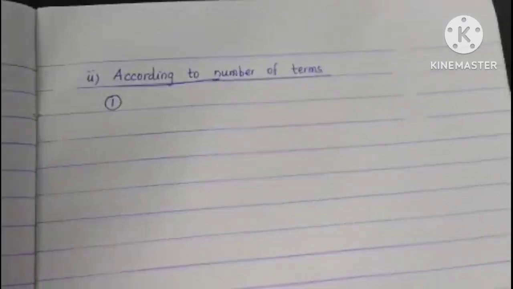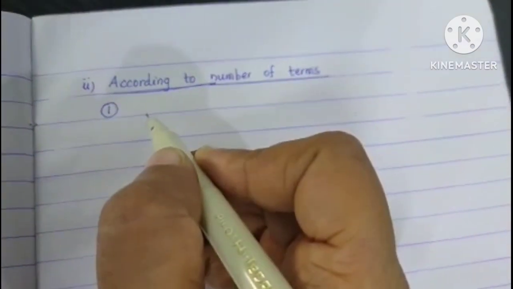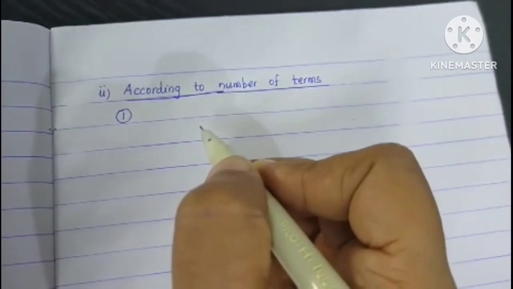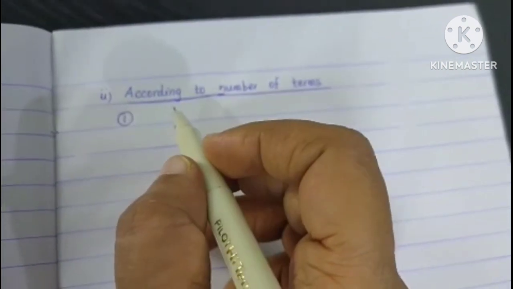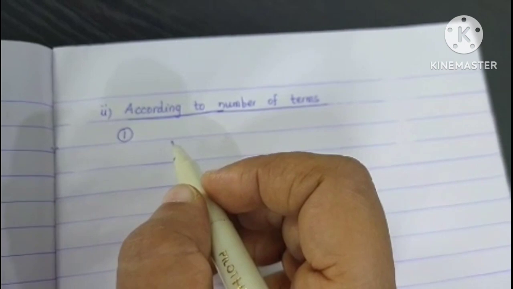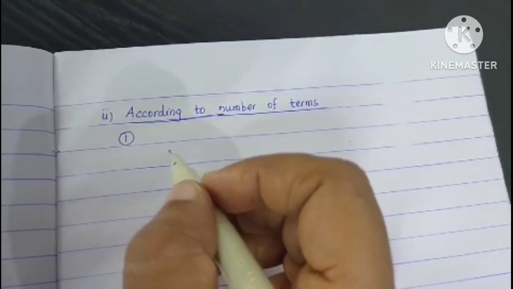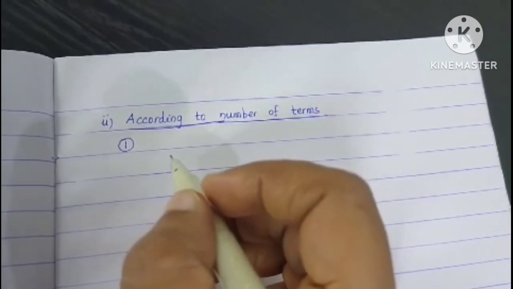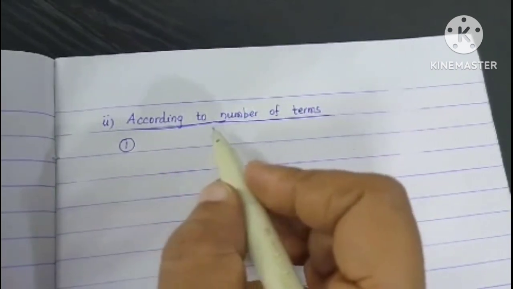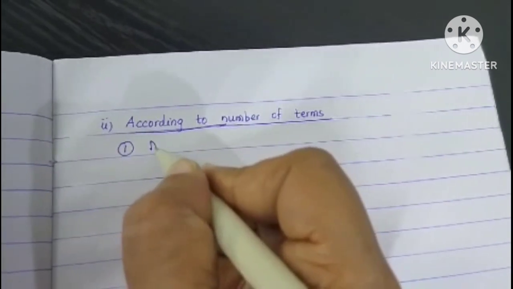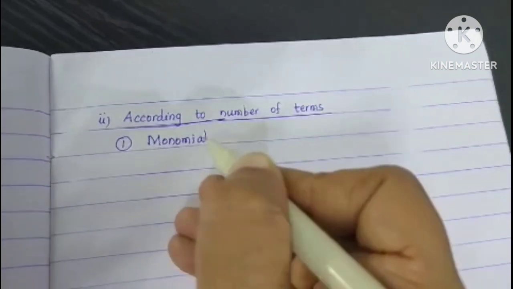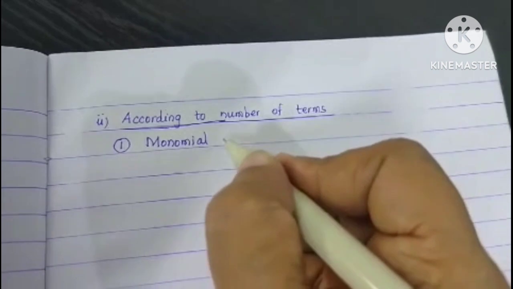Now let us understand the types of polynomials according to number of terms. We have discussed types of polynomials according to degrees, like linear, quadratic, cubic and biquadratic. Now let us understand types of polynomials according to number of terms. So first one will come monomial. So what is this monomial?